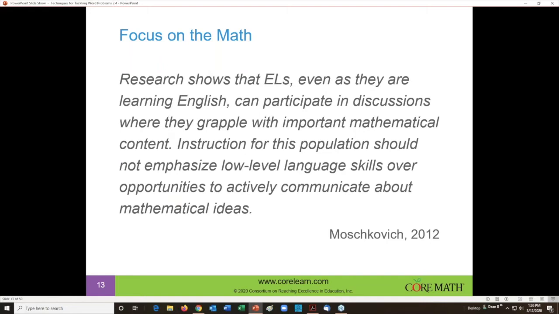So we look here in research around English language learners. Let's take a moment to read this. I'll pause while you do so.